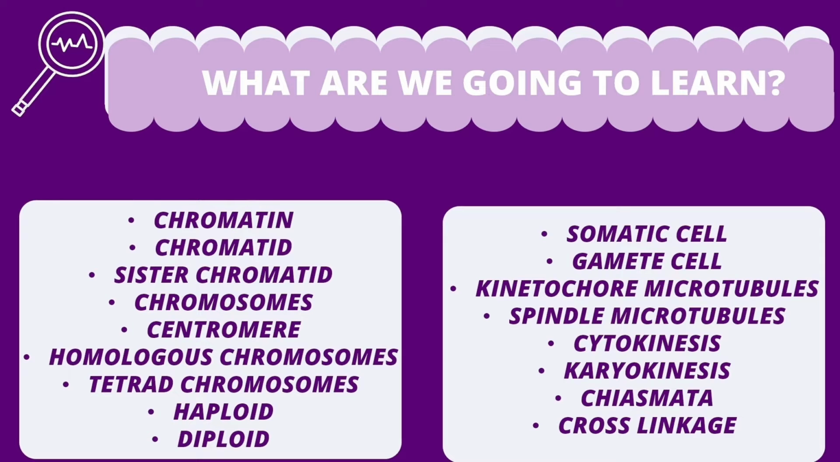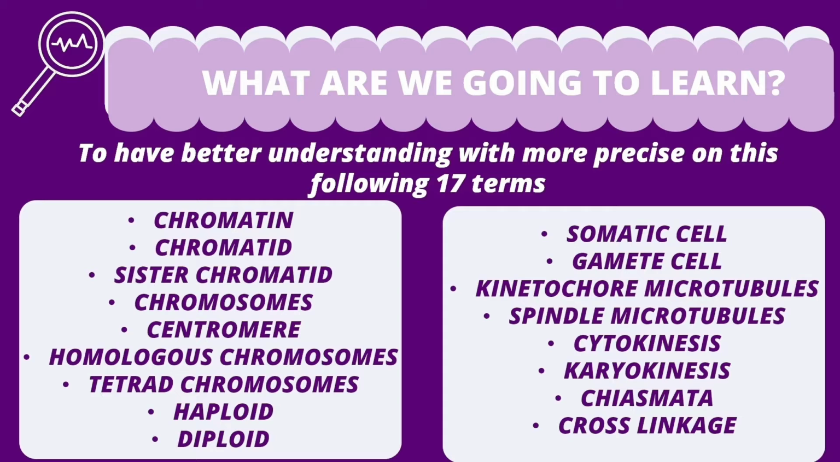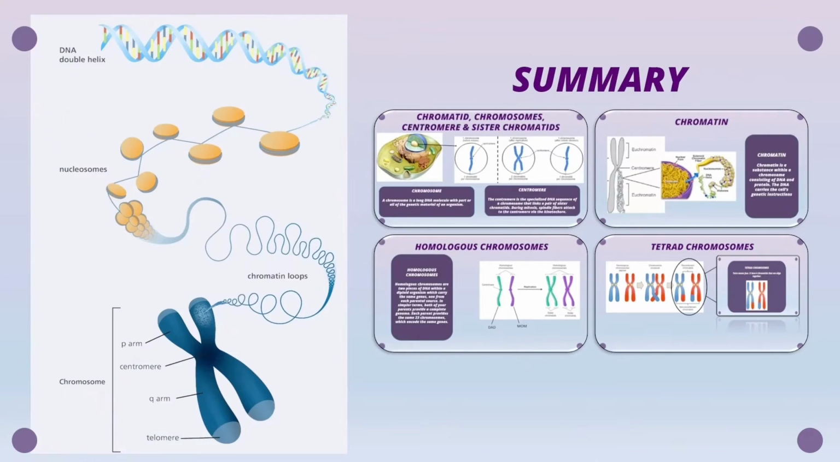In this video, what are we going to learn? The objective is to have a better and more precise understanding of the following 17 terms. So now, I'm going to explain chromatid, chromosome, centromere, sister chromatids, chromatin, homologous chromosome, and tetrad chromosomes.